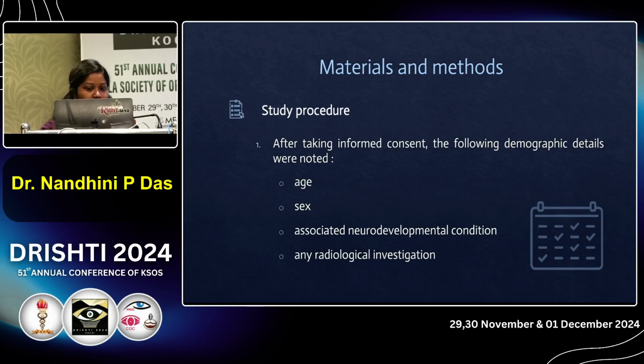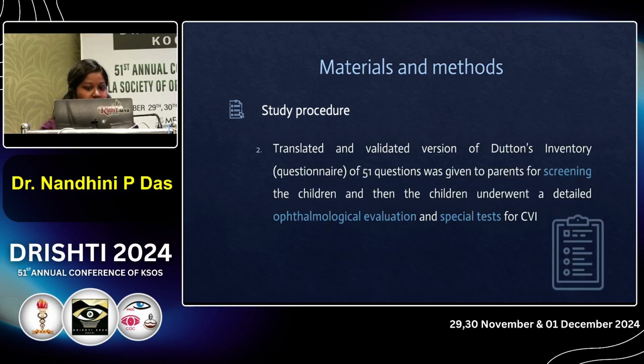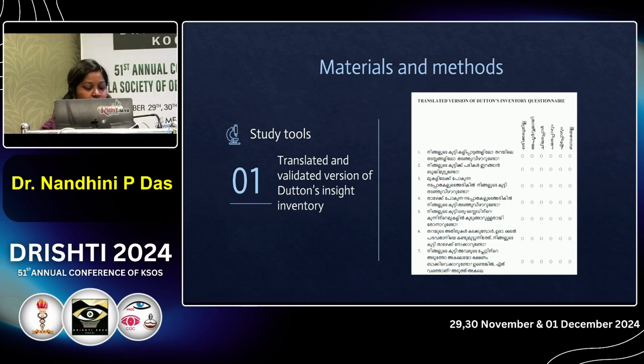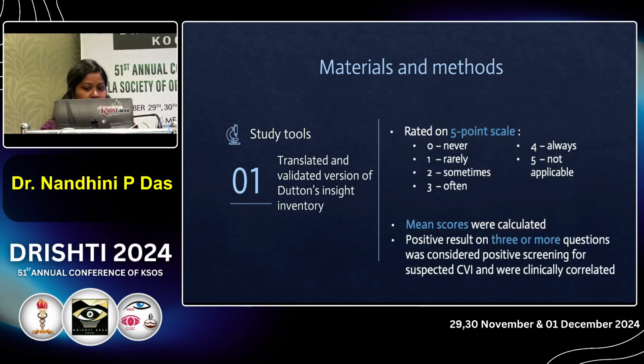Study procedure. After taking informed consent, the demographic details like age, sex, associated neurodevelopmental condition and any radiological investigations were noted. Then a translated and validated version of Dutton's Insight Inventory containing 51 questions was given to the parents for screening of the children, and these children then underwent a detailed ophthalmological evaluation and special tests for CVI. The study tool is a translated and validated version of the Dutton Insight Inventory in Malayalam. Each question is rated on a 5-point scale where 0 means never, 4 is always and 5 is not applicable, and mean scores were calculated.